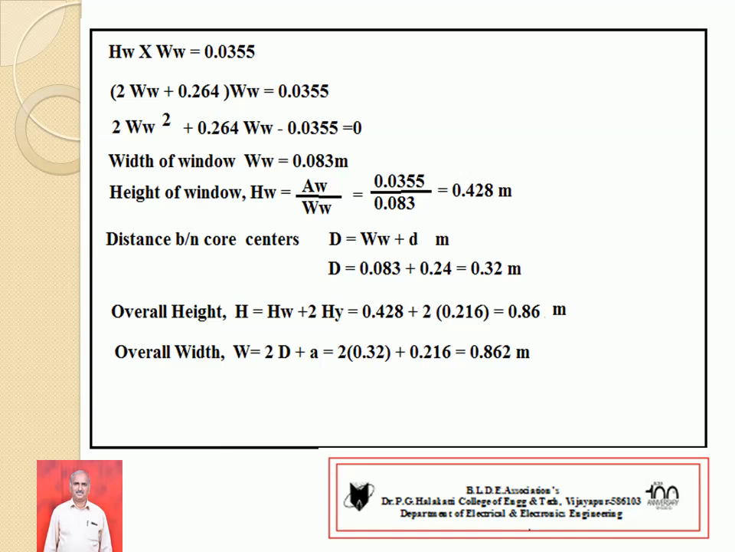So we are coming to an end. You know all the dimensions. Then finally you calculate the overall height of the frame. So capital H equals HW plus 2 times HY. We are going to get 0.86 meters. Similarly, the overall width W equals 2 times D plus A, that is also 0.862 meters. You must get this, the condition was given earlier. This problem has been asked a number of times in VTU examinations.